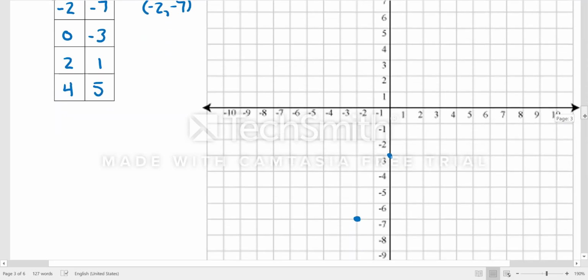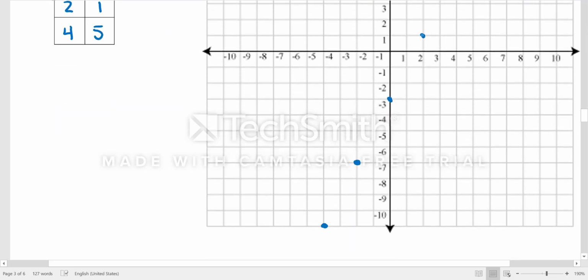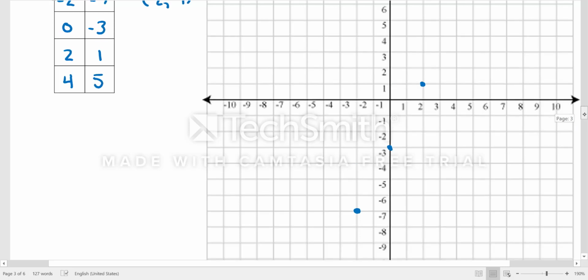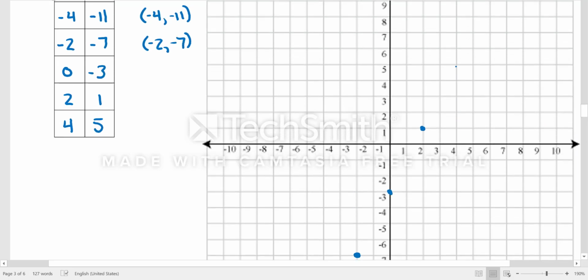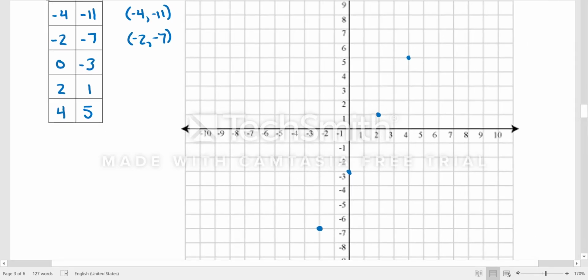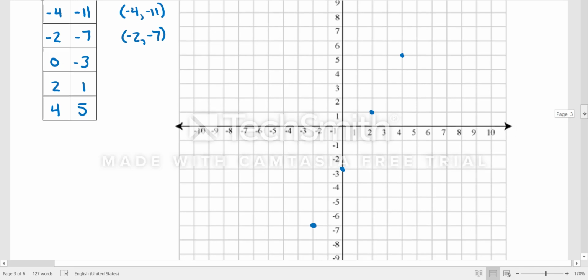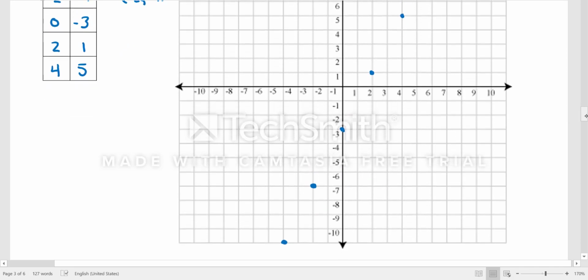Next one is 2 and 1. So 2 and 1 goes here. And the next one is 4 and 5. So 4 on the x and 5 on the y value. Okay. And what's going to end up happening is that you start to see a series of dots. And because it's called a linear relation, it has the word line in it. You can actually connect all these dots once they're graphed with a straight line. All those dots should lie along a straight line and you get a linear relation.